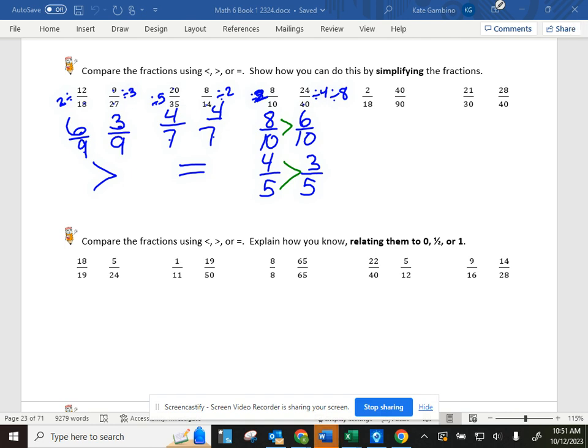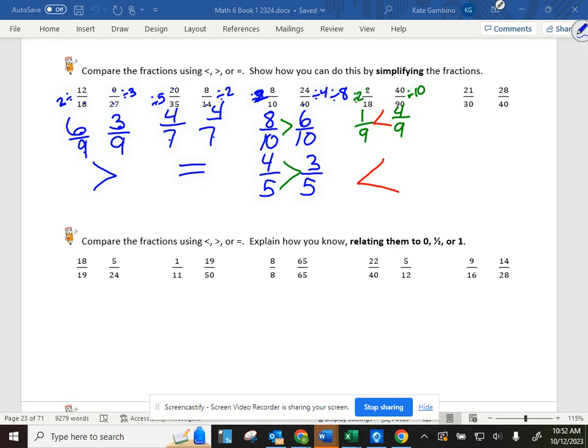Next one, 2 18ths and 40 over 90. What common denominator do they share, Ava? 9. What am I going to divide 18 by to get to 9, Ava? 2. So what's 2 divided by 2? 1. What do I divide 90 by to get to 9? 10. What's 40 divided by 10? 4. So what symbol am I going to put in there? Less than. 1 is less than 4. So less than is my answer.